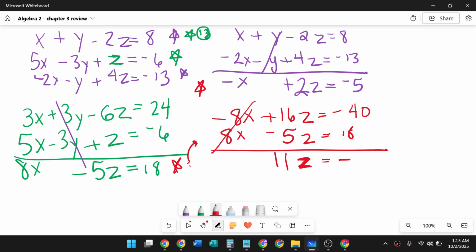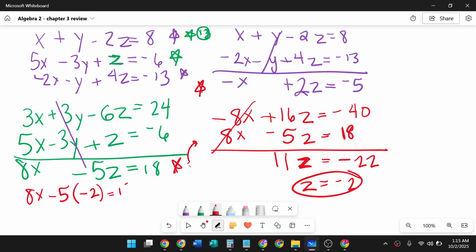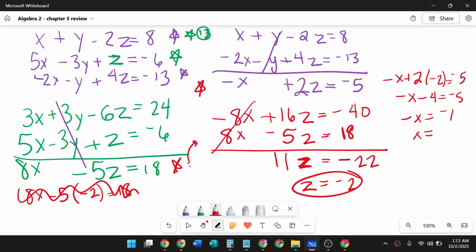equals negative, and then 40 minus 18, that would be 22. So z equals negative 2. And then I can take that and plug it into other stuff. So over here, I had 8x minus 5, put in negative 2 for z equals 18. I can do that one, but I'm going to do this easier one. Negative x plus 2 times negative 2 equals negative 5. Negative x minus 4 equals negative 5. Negative x, add 4 to both sides, and then flip the signs.